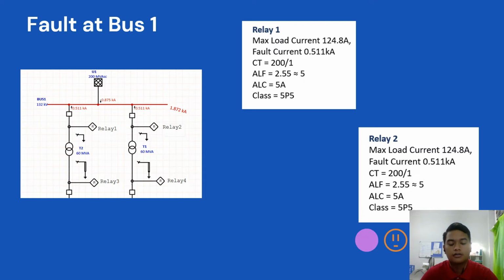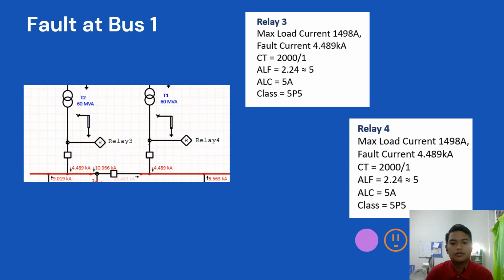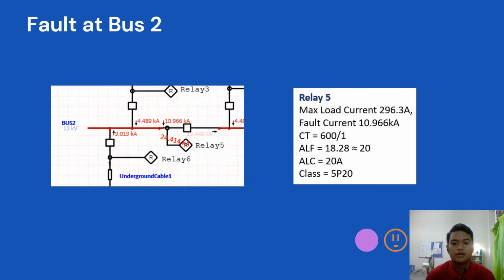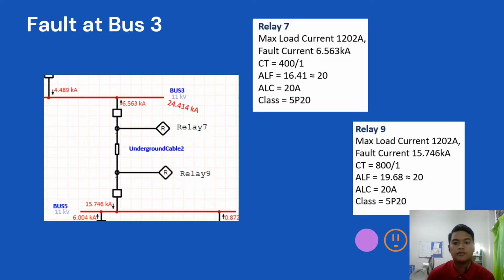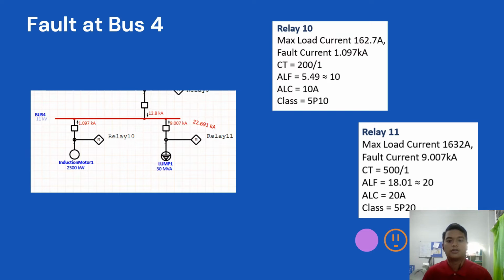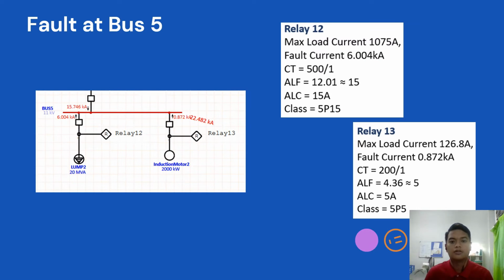For ALC, we multiply ALF with the rated current of the CT secondary. As shown on the slide, that is the calculation for relay 1 and relay 2. This is the calculation for relay 3 and relay 4. For relay 5, we got a little bit different ALF, which is 20. This is for relay 6 and relay 8 at bus 2, and this is the calculation for relay 7 and relay 9 at bus 3. This is the calculation for relay 10 and relay 11. The last one is relay 12 and relay 13.